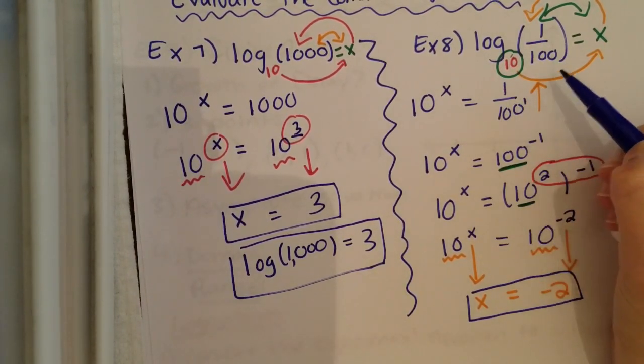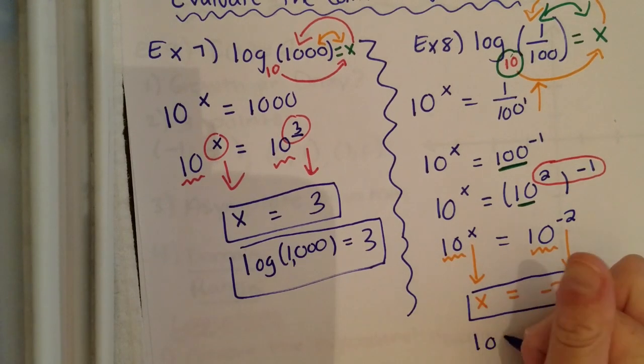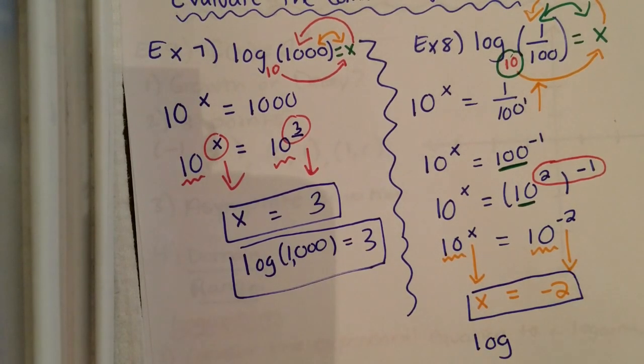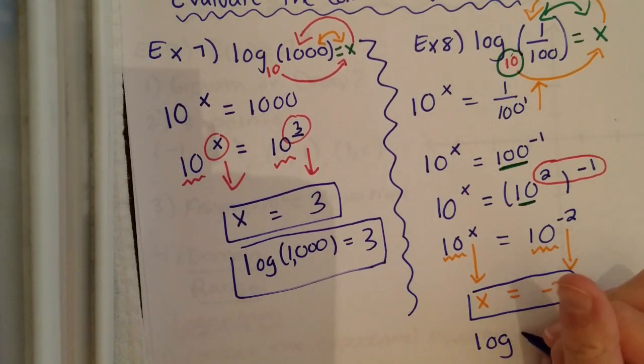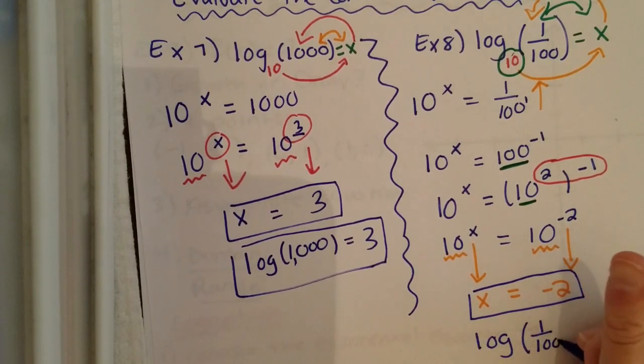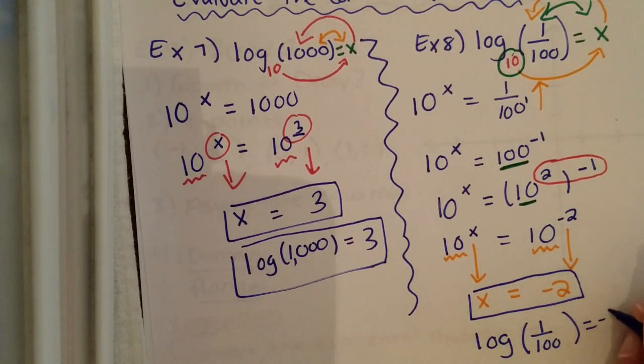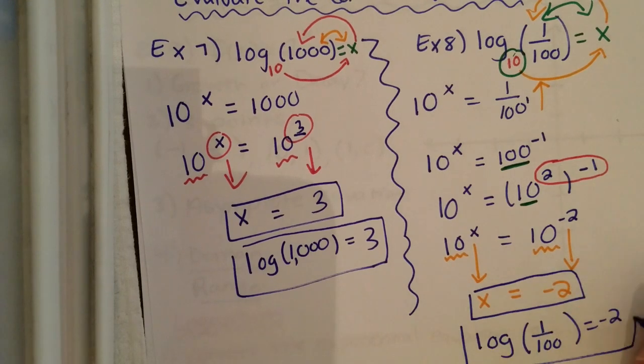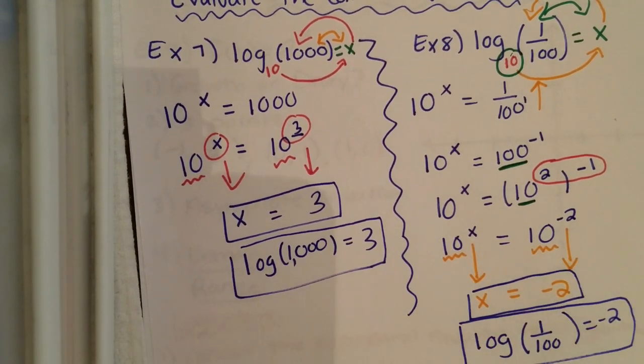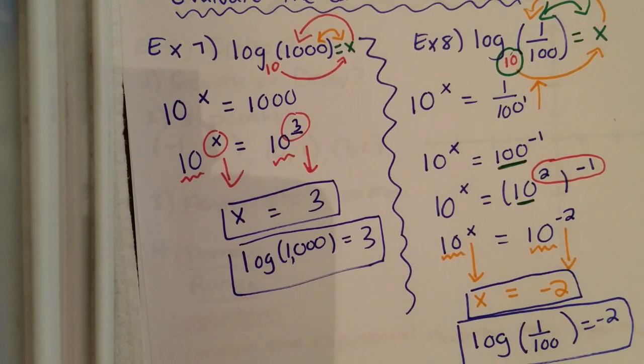Or you can rewrite the whole log problem. So log, I'm not going to put the 10 because usually when you see common logs, you don't see it. So log of 1 over 100 equals negative 2. That's all that log equals. Isn't that exciting? Alright guys, that's it with 7 and 8.